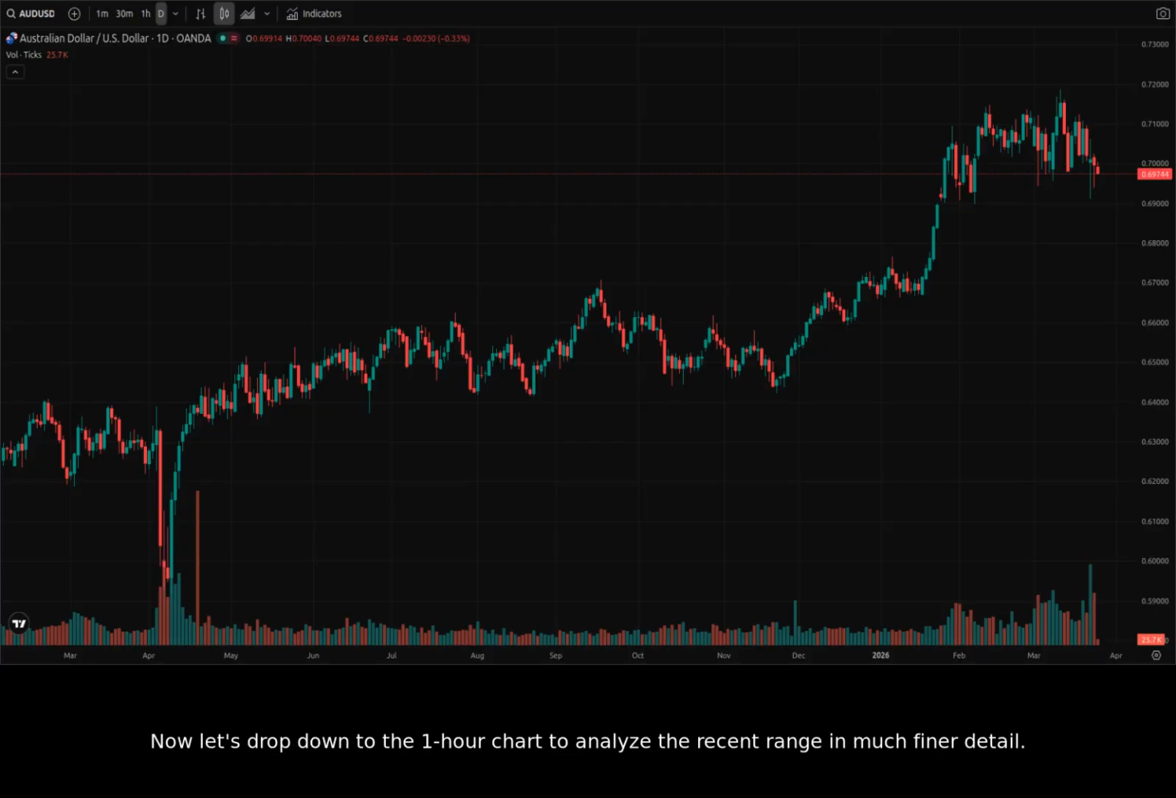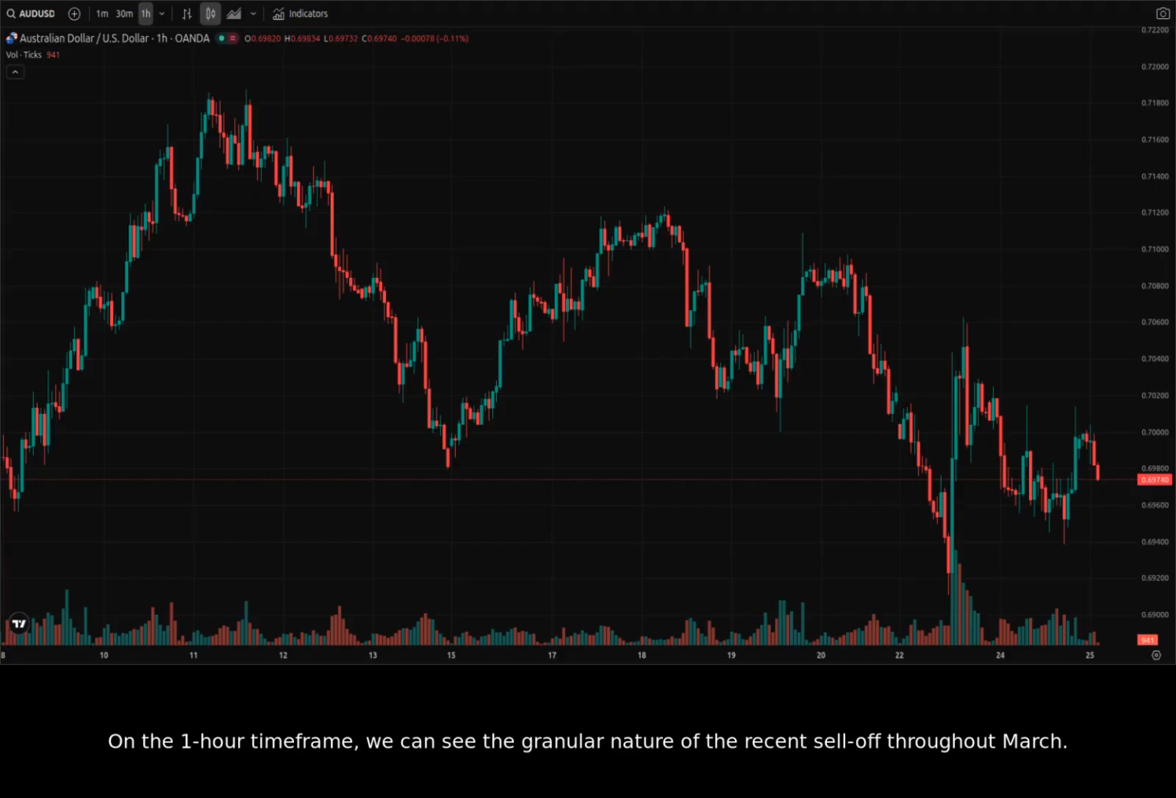Now let's drop down to the 1-hour chart to analyze the recent range in much finer detail. On the 1-hour time frame, we can see the granular nature of the recent sell-off throughout March. Notice how price action became trapped between 0.6955 and 0.7011 over the last several sessions.